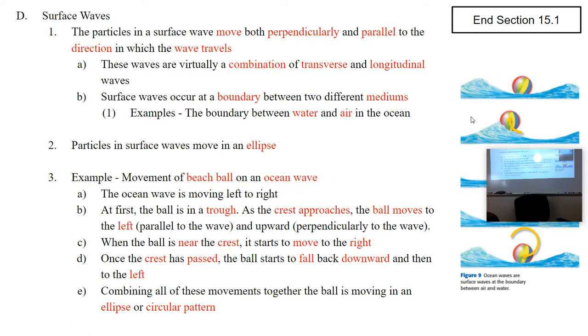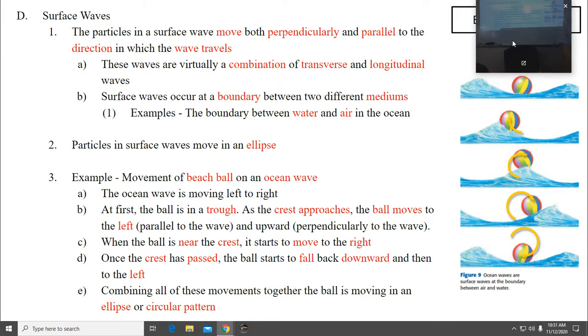Anyway, if you look at a beach ball that is caught out in the ocean, the wave in these images is moving from left to right, and at first the ball is in a trough, in between the two waves. As the crest approaches, the ball moves to the left. Even though the wave is moving to the right, the ball moves to the left, which is parallel to the wave. Then it moves upward, which is perpendicular to the wave.